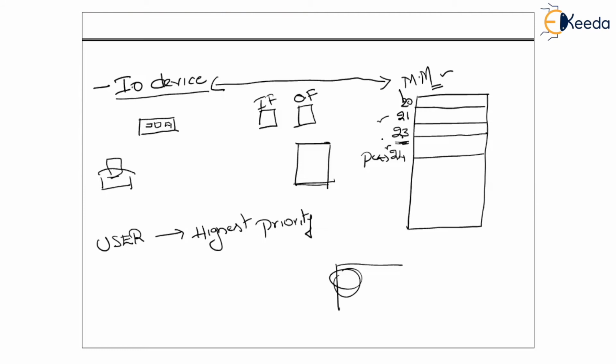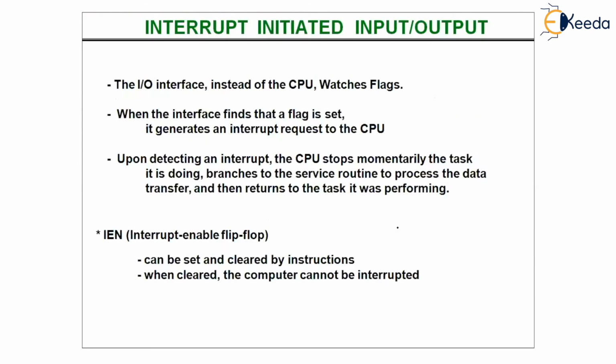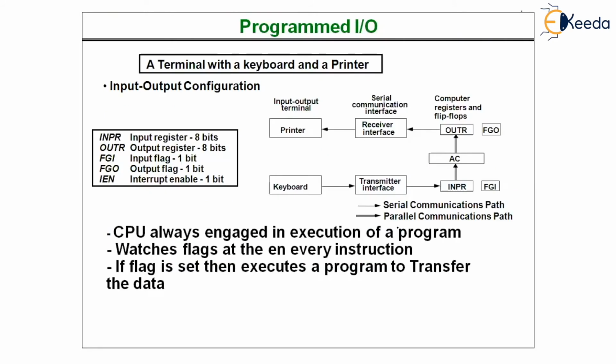Here in this case, at the end of this 23rd instruction, it finds that there is a flag set. Input flag is set, which means that an input device is ready to transfer the data to the main memory. So CPU should immediately make this transfer. For that, it should suspend this current program. This is the programmed IO method. In the programmed IO method, CPU is going to watch the flags at the end of every instruction cycle. The moment a flag is set, the CPU is going to suspend the current program by suspending the next instruction, and then it should make a transfer.